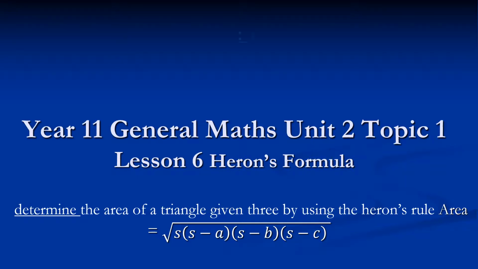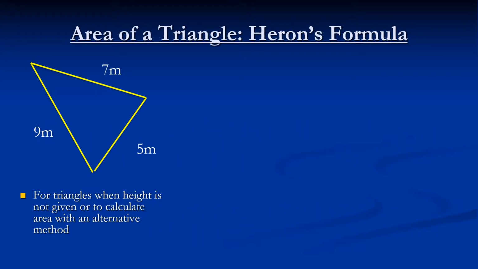You can use this to calculate the area of a triangle. If we have a look at Heron's rule, you'll notice that it's not necessarily for right angle triangles. You're not given a specific perpendicular height either. So Heron's rule goes like this.